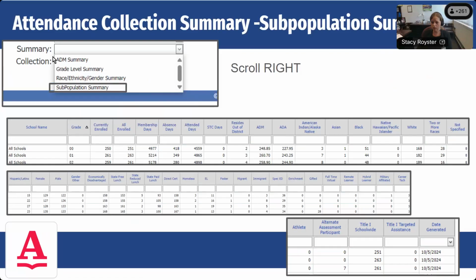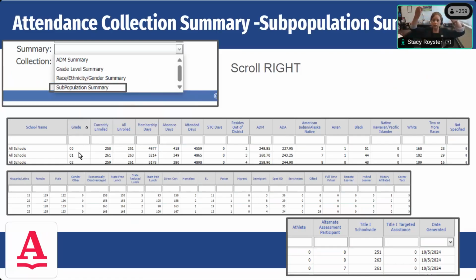And then our 4th option inside of this summary is our subpopulation summary. Now, this gives you lots of interesting information that you really want to keep your eye on. All of these are shown by scrolling right. So you will be listing your school's name. You'll see all the district information, and it's separated by grade. So each line is going to be a different grade level.